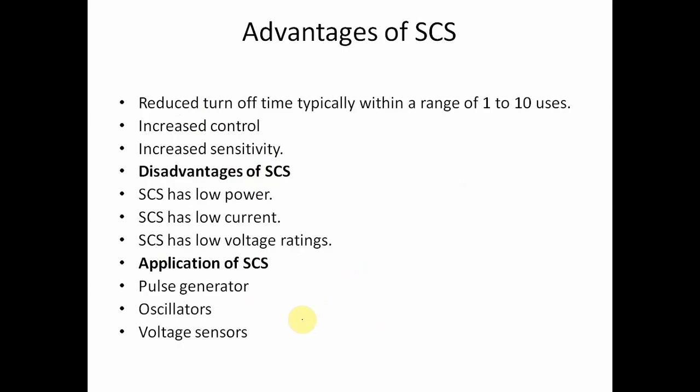Now these are some advantages, disadvantages and applications of SCS. The first advantage is reduced turn off time, typically within a range of 1 to 10 microseconds. The second is increased control, and the third is increased sensitivity. Disadvantages of SCS: it has low power, low current, and low voltage rating. Applications of SCS: it is used in pulse generators, oscillators and voltage sensors.